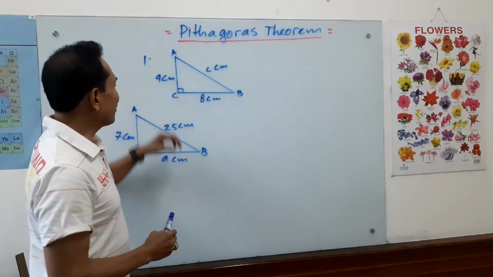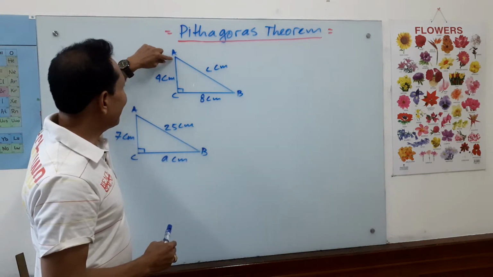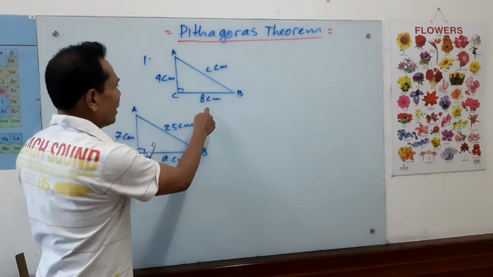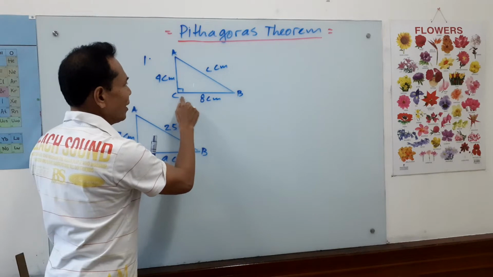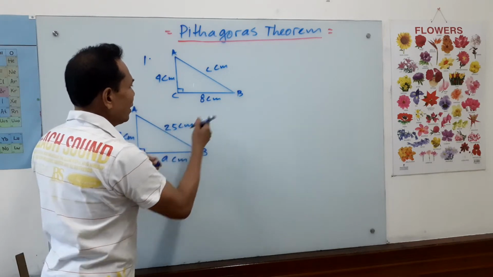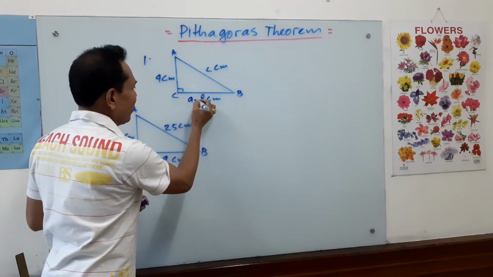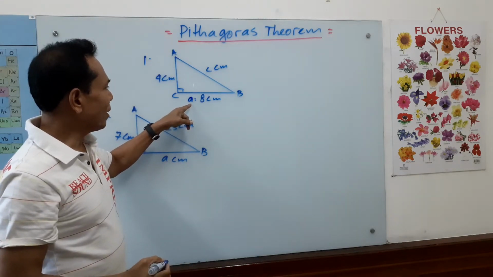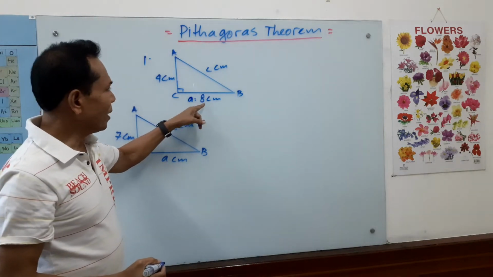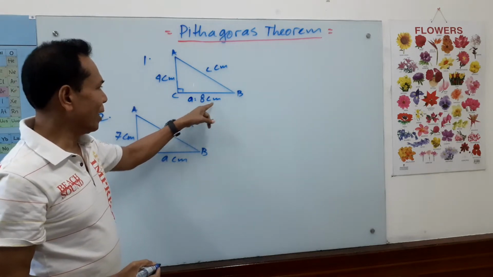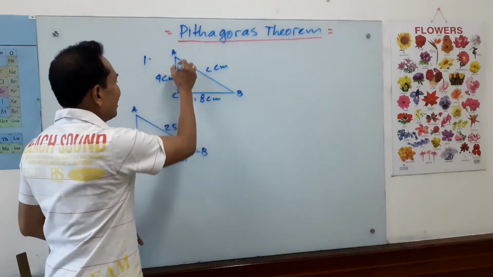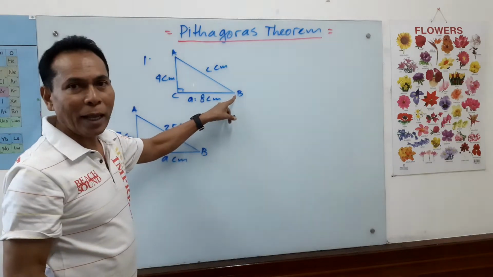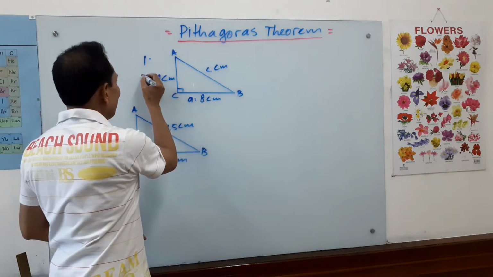So for example, we look at this angle here, A. We name this angle A. So this side here, C to B, or B to C, we name it A. Now we know A is 8 centimeters, or 8 cm. Now this side here, A to C, we name after this angle B. So we put B here.